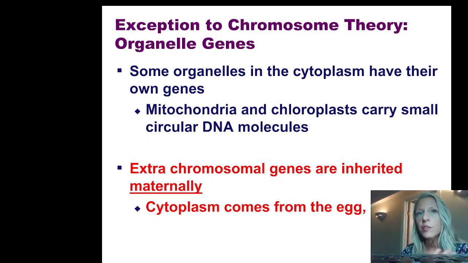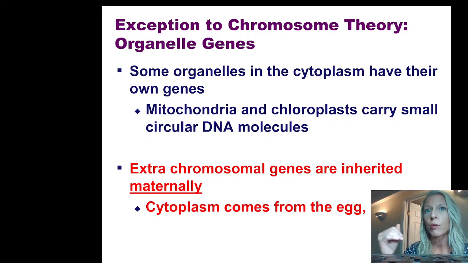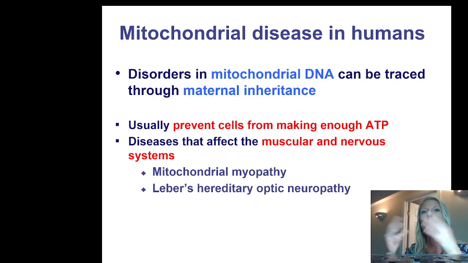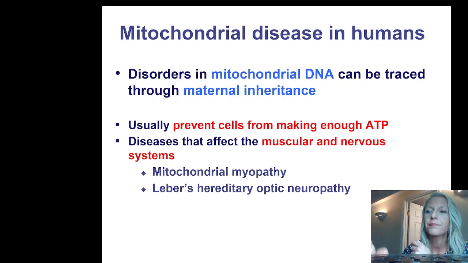Last but not least, you do have DNA in your organelles, right? Your mitochondria and chloroplasts carry circular DNA molecules, and they are inherited maternally, because that cytoplasm comes from the egg, because the sperm's little tail with its mitochondria doesn't get inside the egg. So we can trace mitochondrial lineages through maternal inheritance. And there are some mitochondrial diseases that prevent cells from making enough ATP. Usually these types of diseases are very, very serious and sometimes fatal.